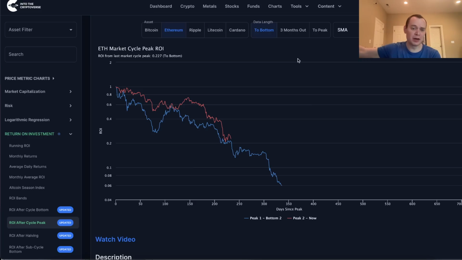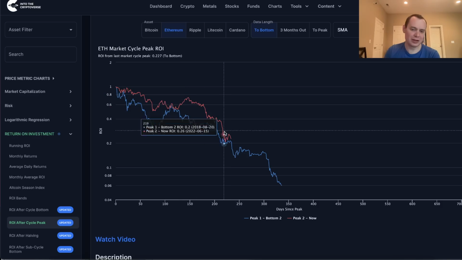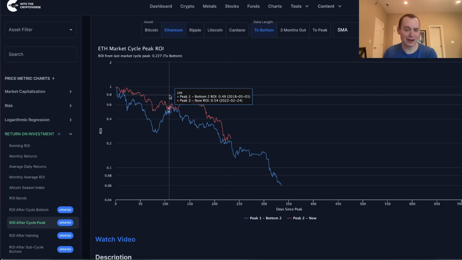Even though the macro is worse, arguably Ethereum is a much more developed product now than it used to be, and it's holding up just a bit better, right? Let's not get too carried away. It's not like it's holding up that much better, but as a function of time, you can see that it has been more or less holding up just a bit better than it did last market cycle.